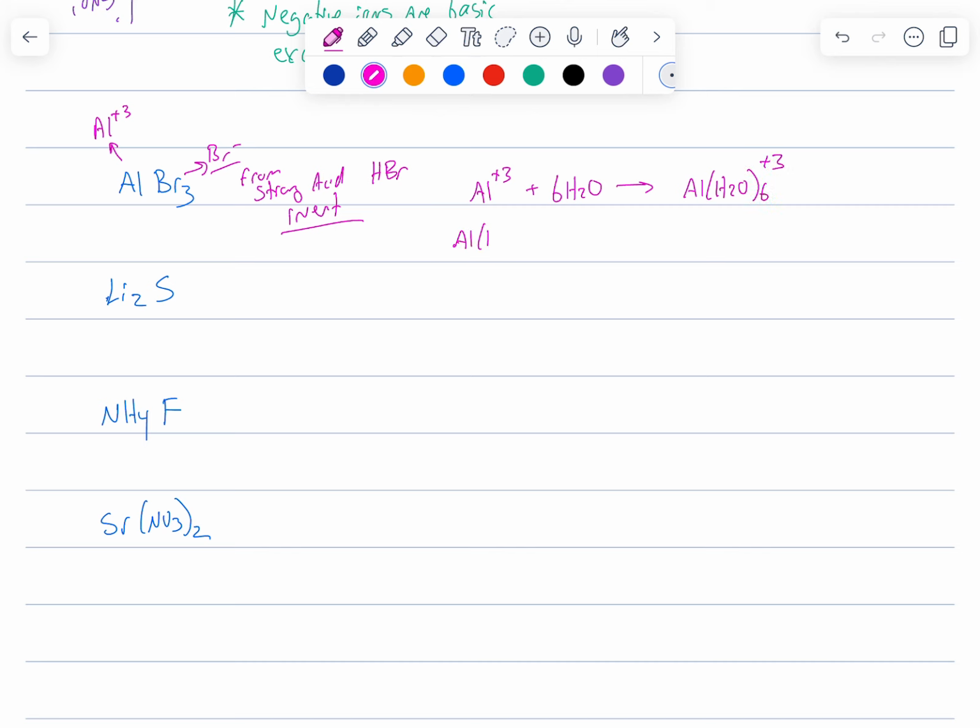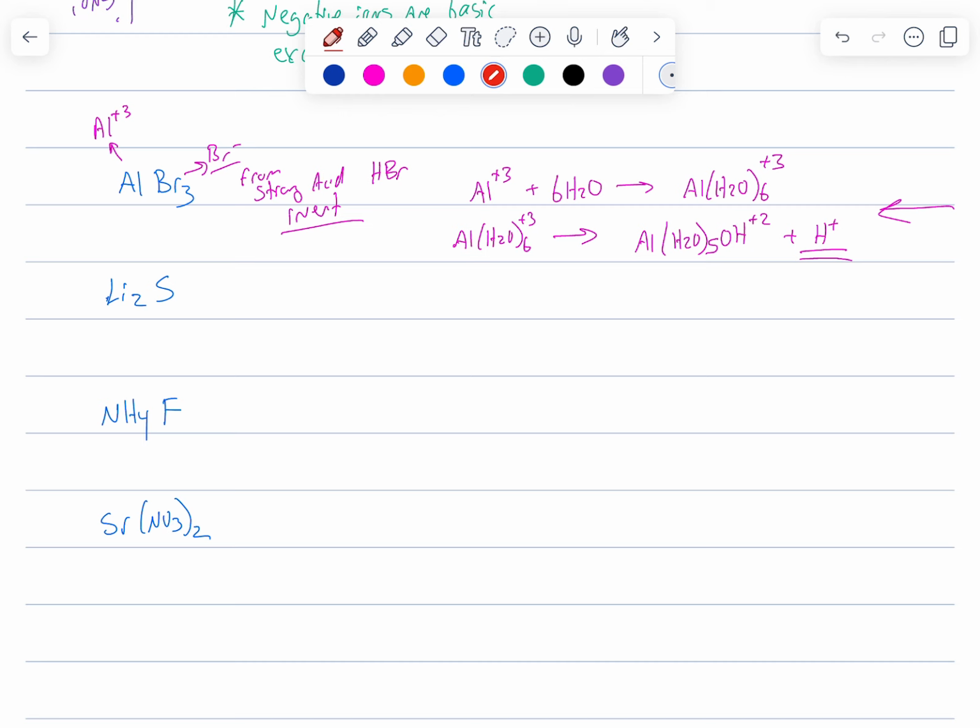But then the second part of the equation, one of those waters breaks, and if one breaks, you no longer have 6, you have 5 complete waters, and you have the remains of the 6th water. The charge will go down by 1 as it releases an H+. So this is the result that I would expect you to write to justify why aluminum bromide is acidic.